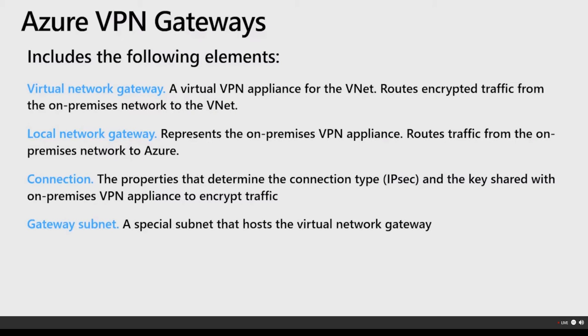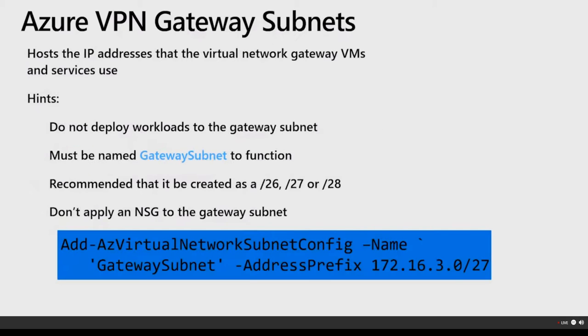Let's look at that a little bit more. The Azure VPN gateway subnets host the IP addresses that the virtual network gateway virtual machines and services use. So we want to protect this subnet. We don't want to deploy any other workloads into this gateway subnet, and we have to name it GatewaySubnet, all one word, for it to function as this VPN gateway.